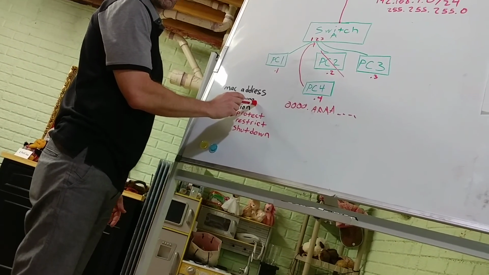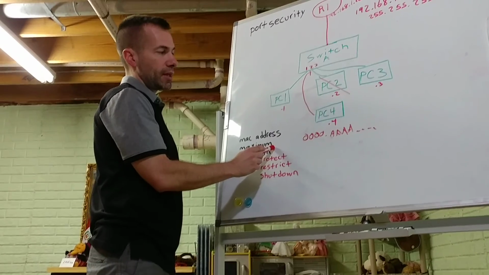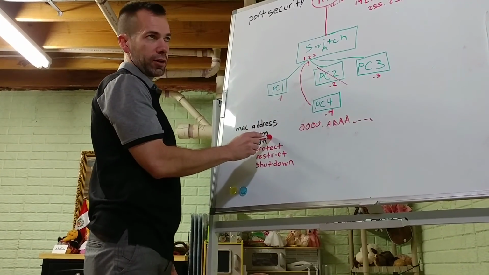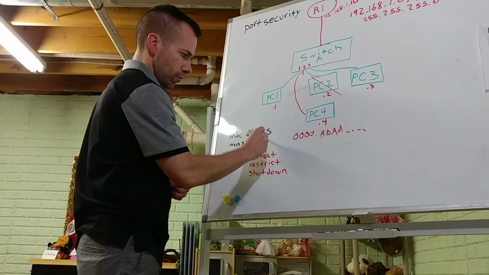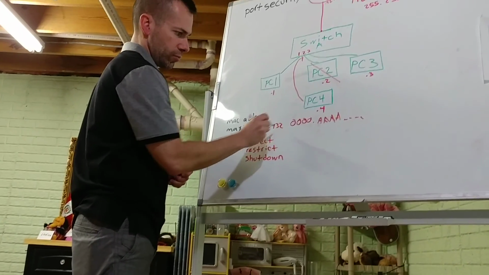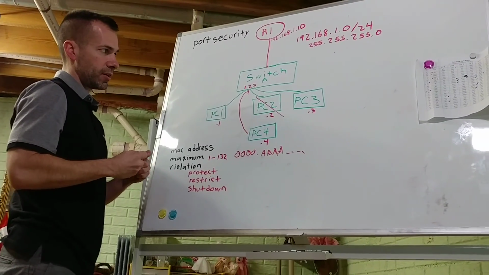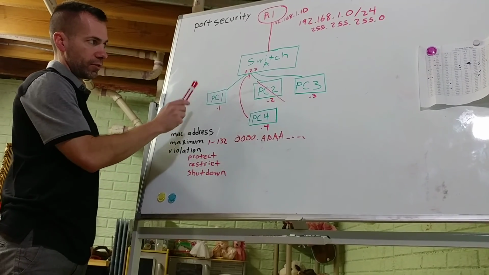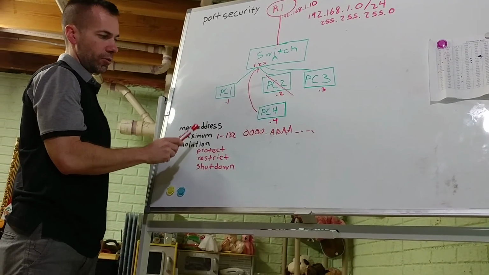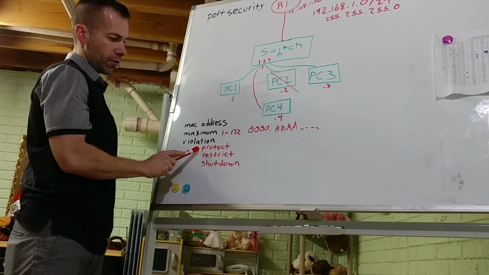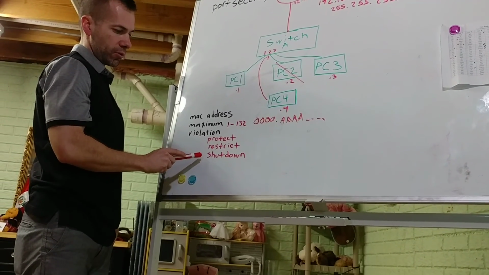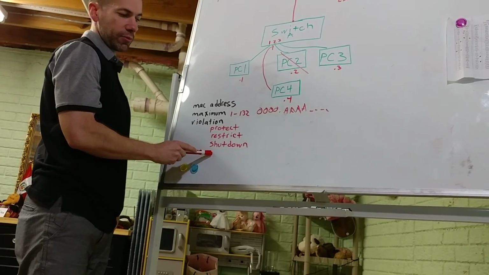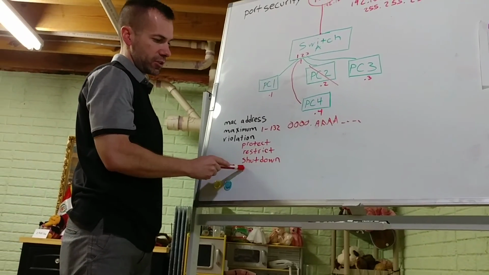Maximum is how many MAC addresses can go into each individual port. I think it's from 1 through 132 MAC addresses you can have assigned to an individual port. And here is a violation. Once this switch knows that there's a violation, it will go into either protect mode, restrict mode, or shutdown mode. The one I've used 99% of the time, the one I've seen, is always shutdown mode.